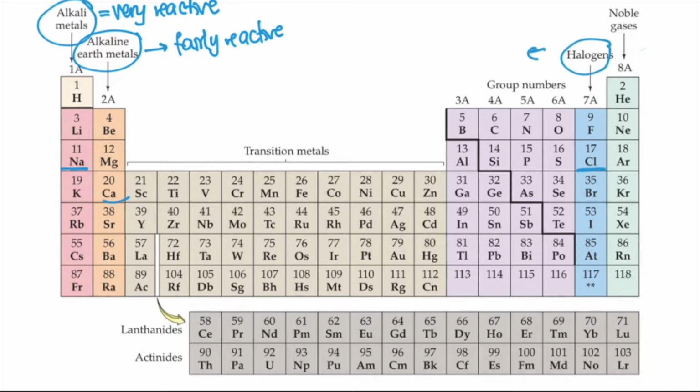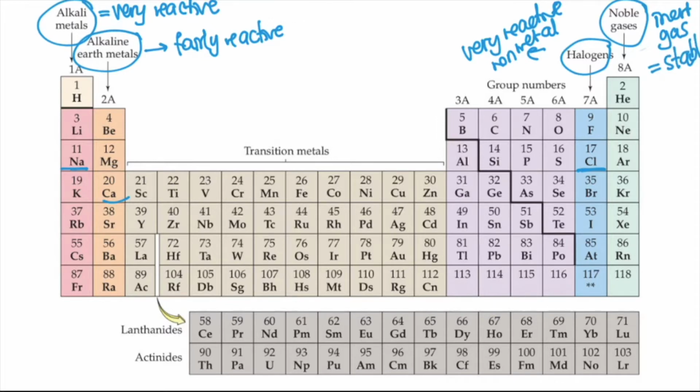Group 7A is called halogens. It is a very reactive nonmetal, and you usually see it, for example, as chlorine. We use it in the pool as a disinfecting agent. And then group 8A is called the noble gases or inert gases. They are really stable. So you usually see us fill a balloon with helium.